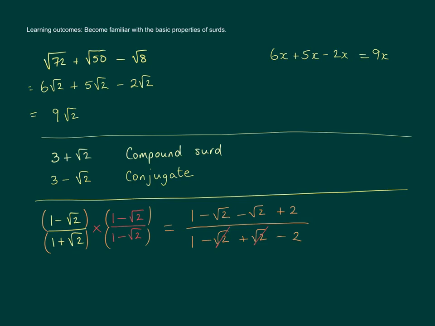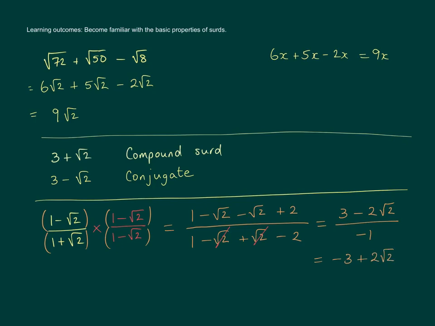On the top, what we have is 1 plus 2, first of all, which is 3. And then we have minus root 2 minus root 2. If it was minus x, it would be minus 2x. So minus root 2 minus root 2 is minus 2 root 2. And on the bottom, you've got 1 minus 2, which is minus 1. So we can now divide the top by minus 1. 3 divided by minus 1 is minus 3. And then minus 2 root 2 divided by minus 1 is plus 2 root 2.